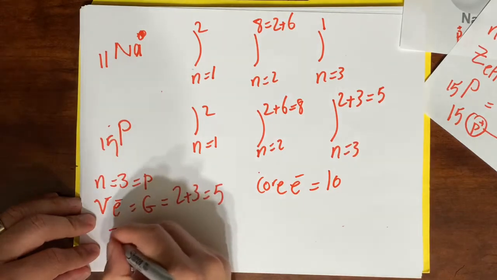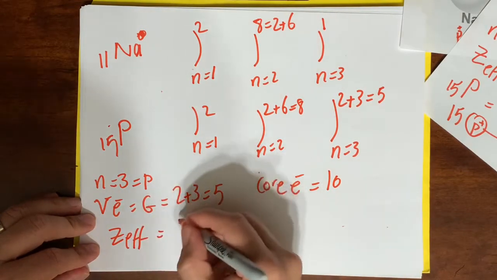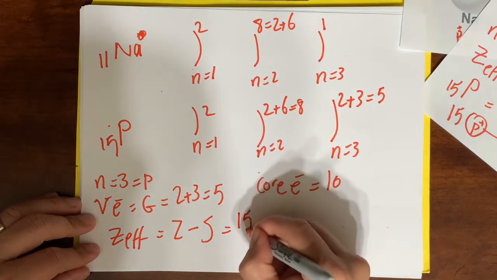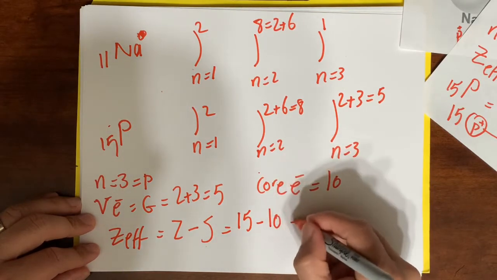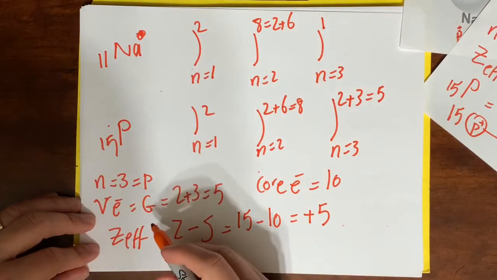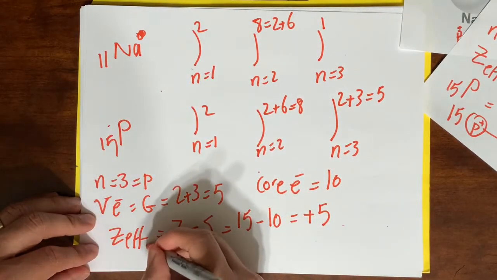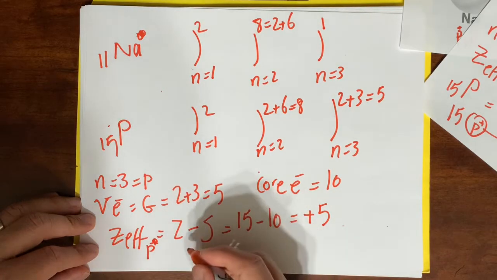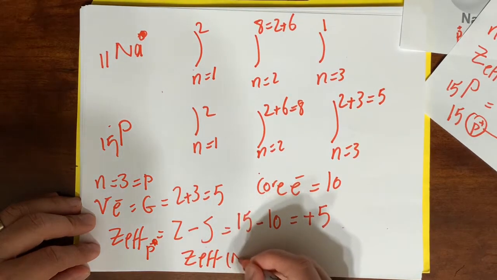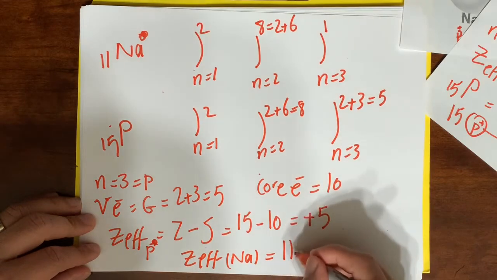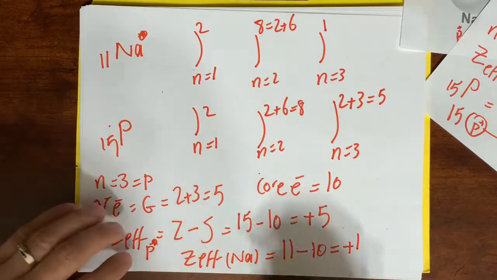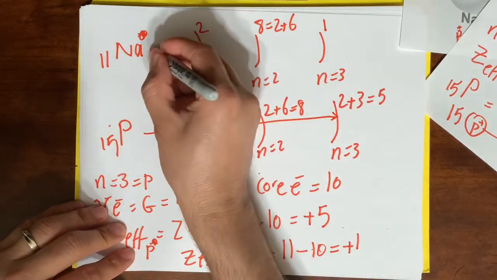So how about the effective nuclear charge? It will be Z minus S. So it will be 15 minus core electrons. We have only 10, so it's a plus 5. Well, for sodium, we said 11 minus 10 core electrons, plus 1. So the difference here is going to be the number of protons.